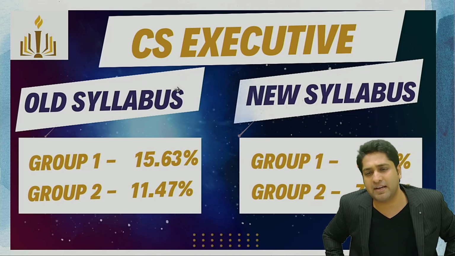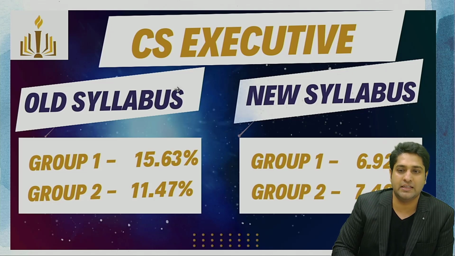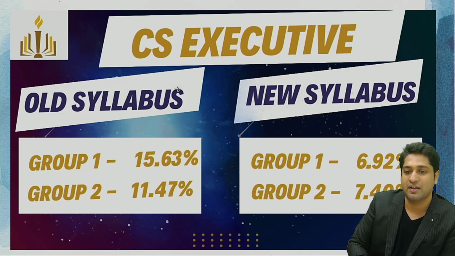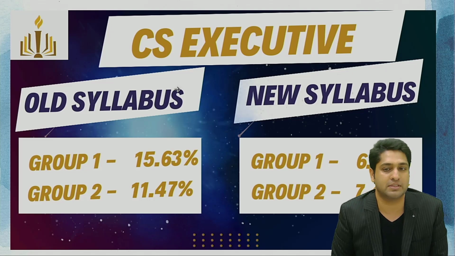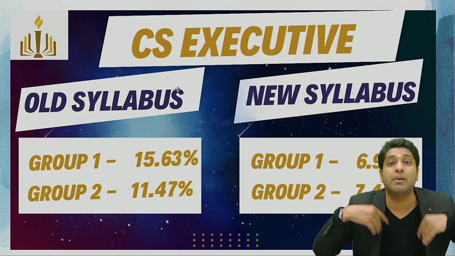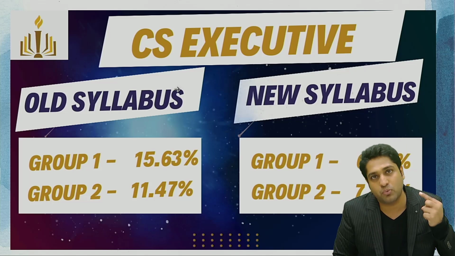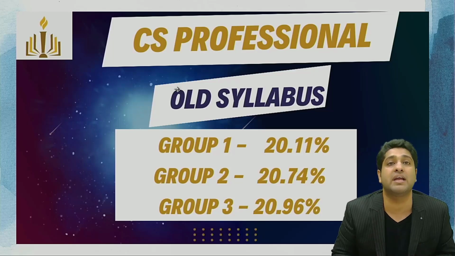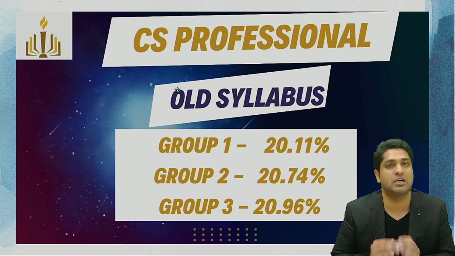Now, one very important thing: the passing ratio in the old syllabus for Executive students is 15% and 11%, whereas it is 6% and 7% in the new syllabus. So almost double the passing rate, and it will only increase with time. For CS Professional students, it is a no-brainer. Please don't even try your stunts to go into the new syllabus.